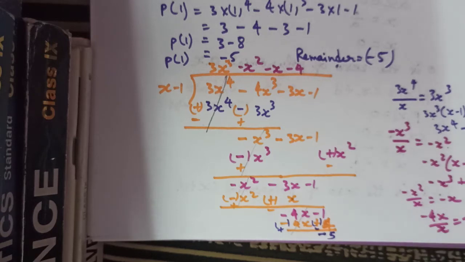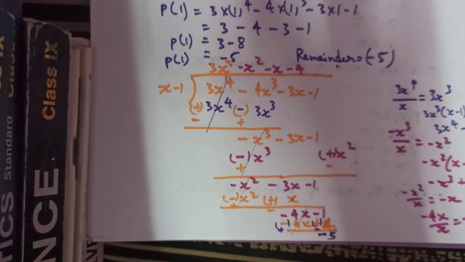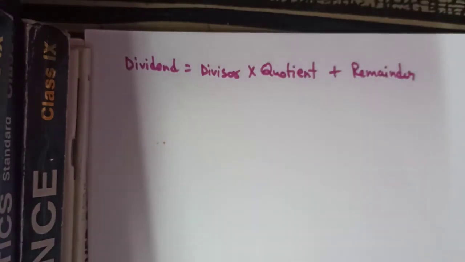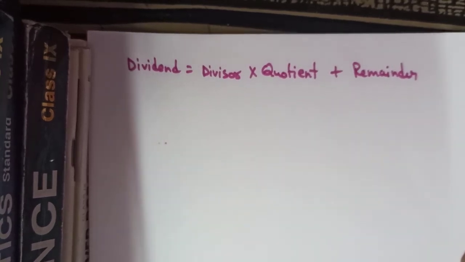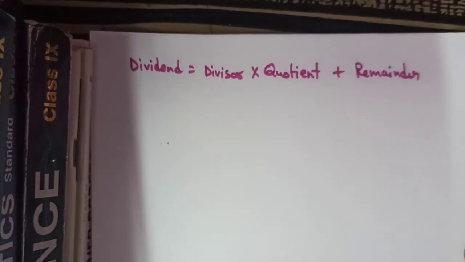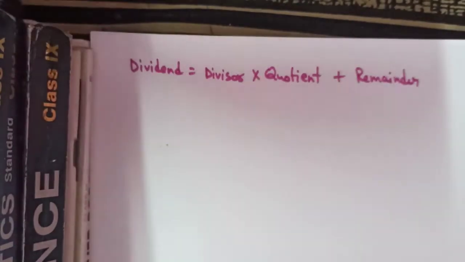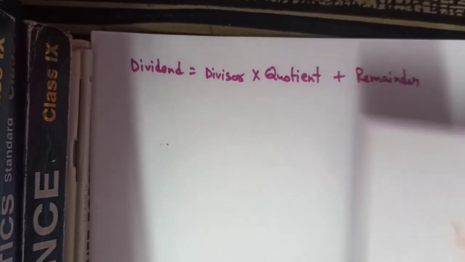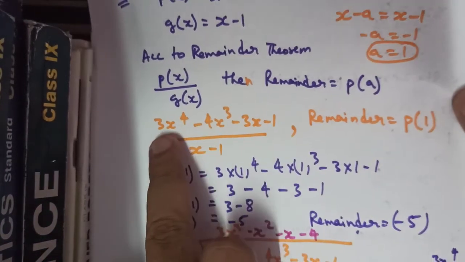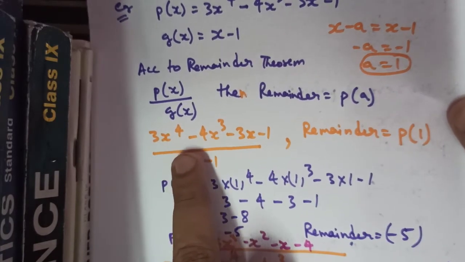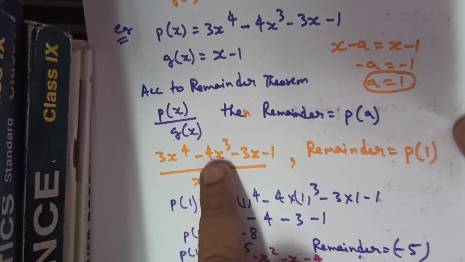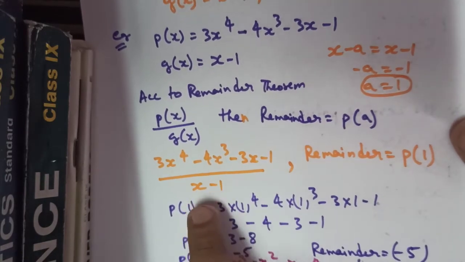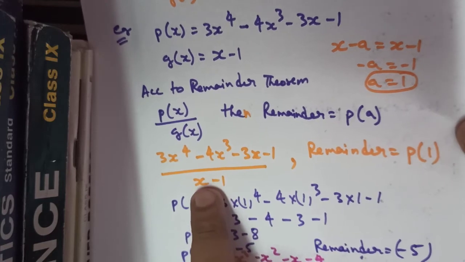Is that clear? There is one more way to verify this remainder theorem, and that also I will be telling you. As you have studied in your junior classes about the division algorithm: dividend is equal to divisor into quotient plus remainder. Remember that. So if we take the same question, dividend will be the polynomial p(x), that is 3x power 4 minus 4x cube minus 3x minus 1, and since it is divided by x minus 1, x minus 1 is the divisor.